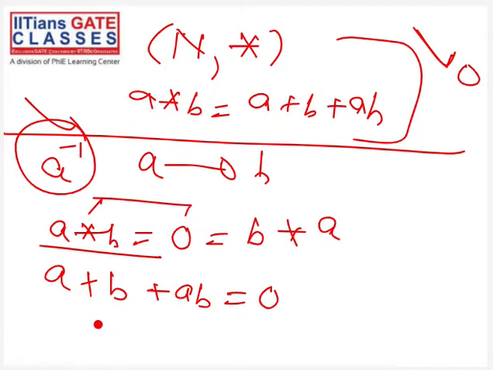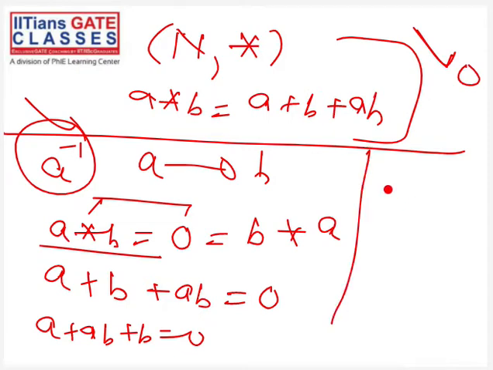Now, what will be the A inverse? A plus B plus AB should be equal to 0. Then if you take A plus AB plus B equal to 0, you can take A common and it will be A(1 plus B) plus B is equal to 0.